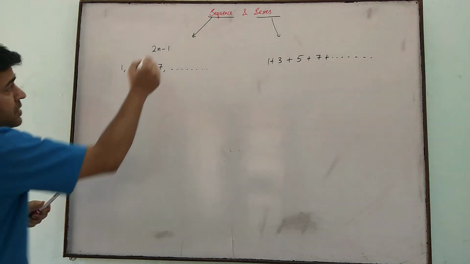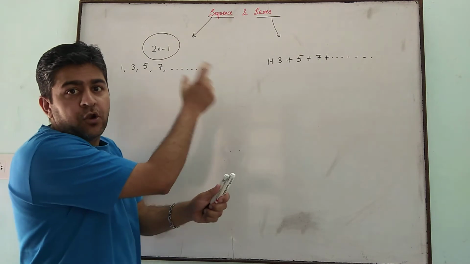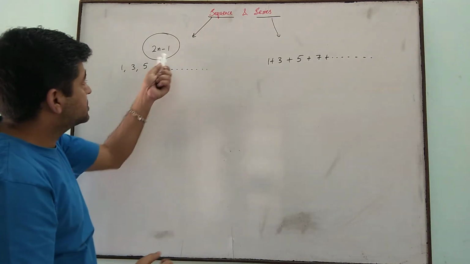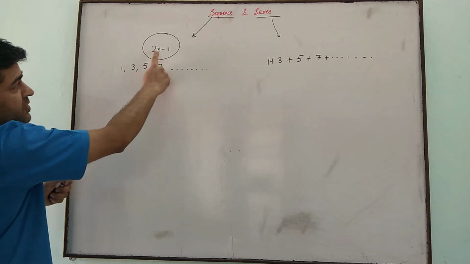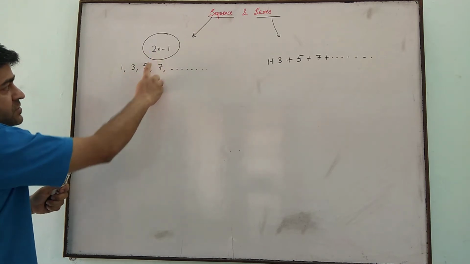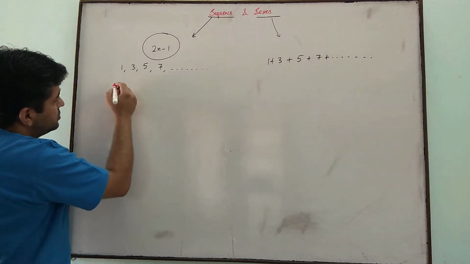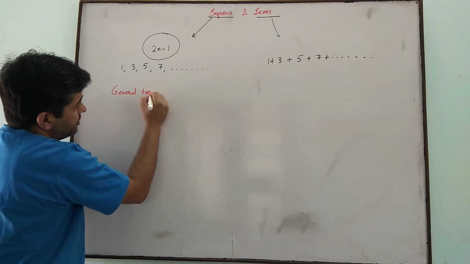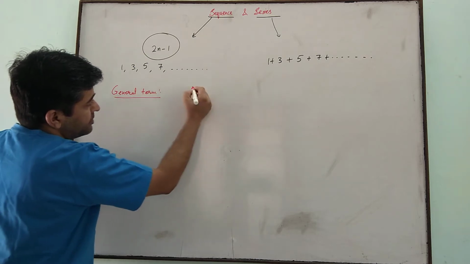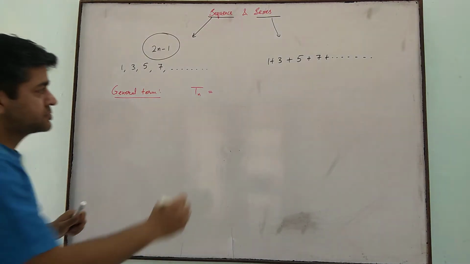Now, what we call the general term is the law by which you can represent the sequence. This is the law that if n is 1, you will get the first term. If n is 2, you will get the second term. If n is 3, you will get the third term. So this law is known as the general term. That is represented by Tn or An.